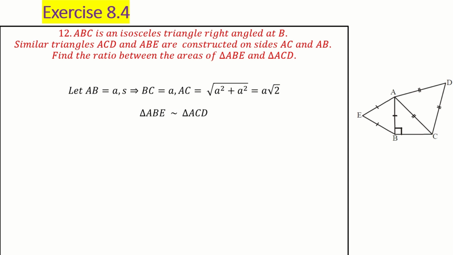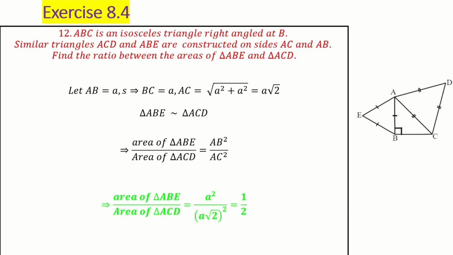ABE is similar to ACD. Why? Because this is an equilateral triangle, this is an equilateral triangle, so angle, angle, angle, you can say they are similar. Now area of ABE by area of ACD equals AB square by AC square. Correct? AB square is nothing but A square, and AC square is nothing but A root 2 square, which is half. So this is the answer. Next.